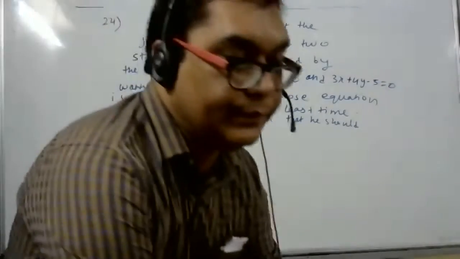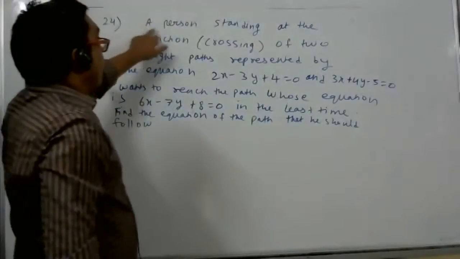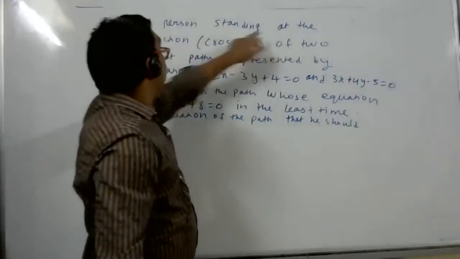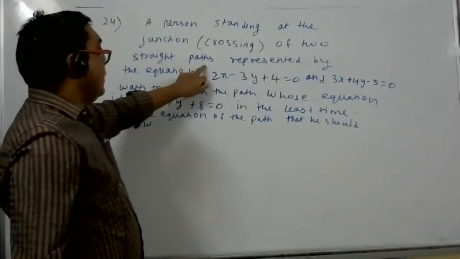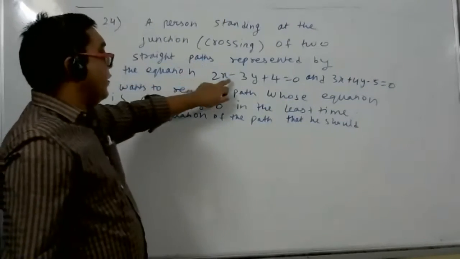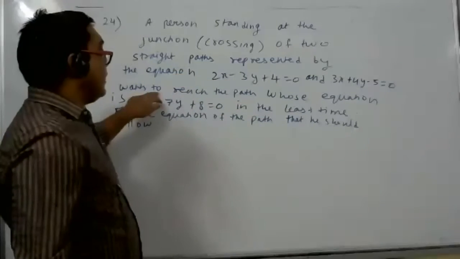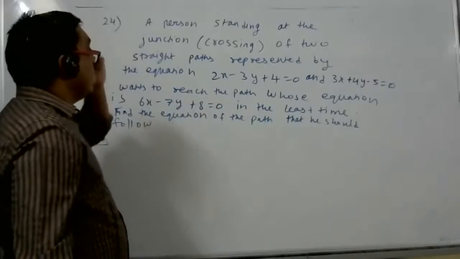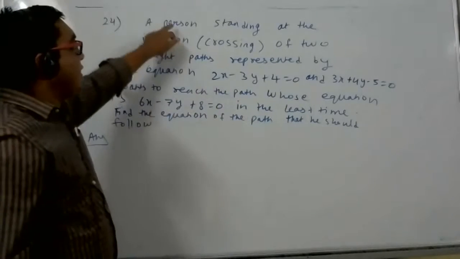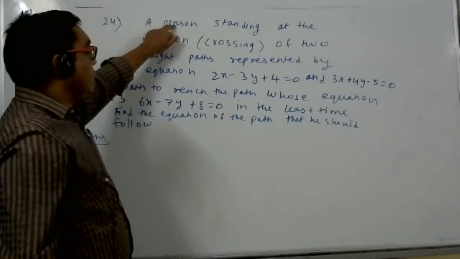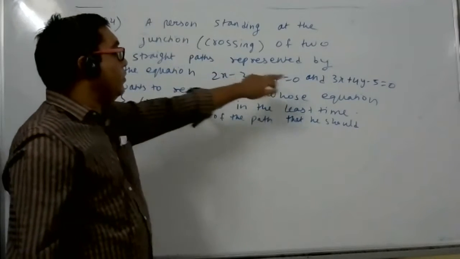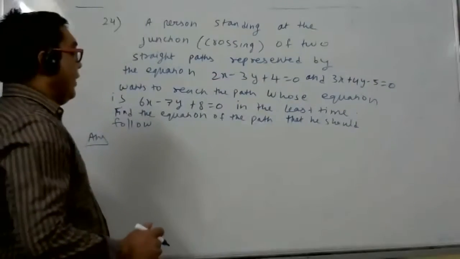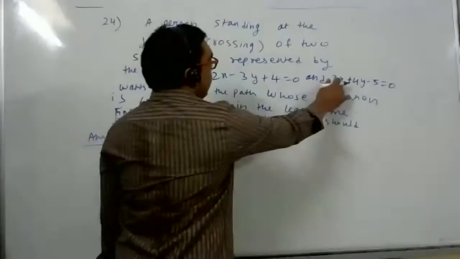See here, a person standing at the junction crossing of two state paths represented by the equation wants to reach the path where the person is standing. Student? Intersection of those two lines. Intersection of these two lines. Correct? So we'll find the intersection of these two lines.